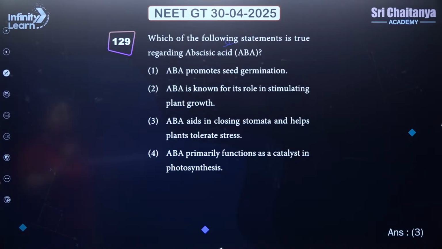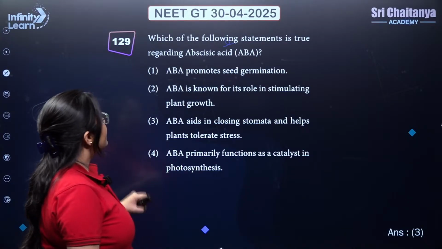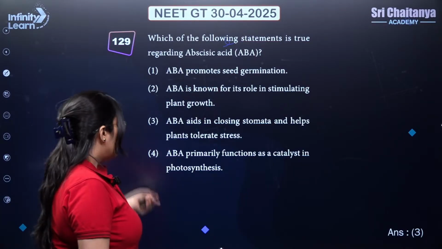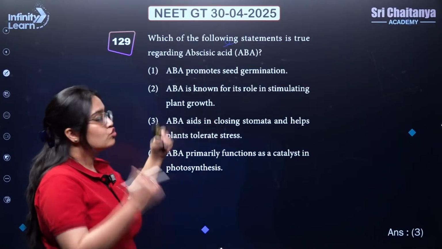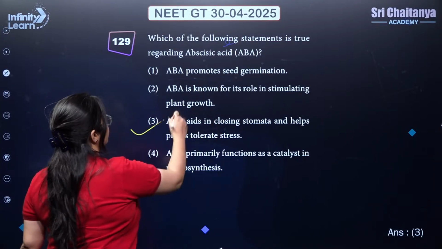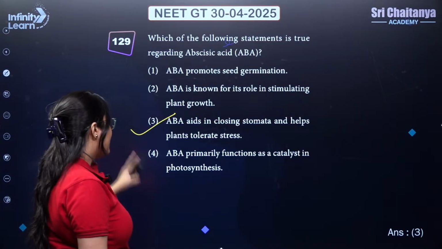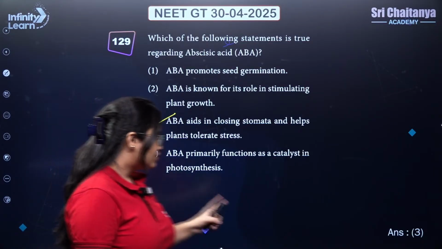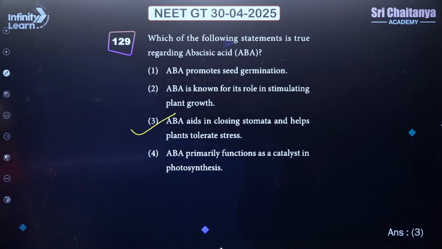Which of the following statements is true regarding ABA or abscisic acid? You are supposed to find out the true or correct statement. ABA promotes seed germination? No. ABA is known for its role in stimulating plant growth? No. ABA aids in closing stomata and helps plants to tolerate stress. Yes, that is correct, so this is the true statement regarding ABA. ABA primarily functions as a catalyst? No. So answer is 3. Answer is 3, guys. Okay? Yes, very good. Next.